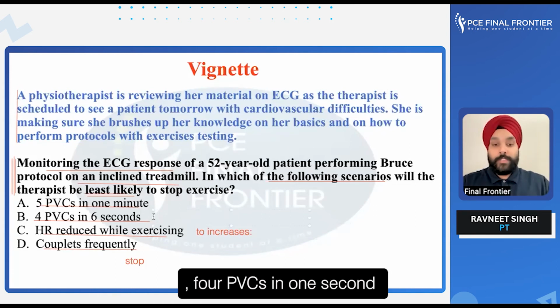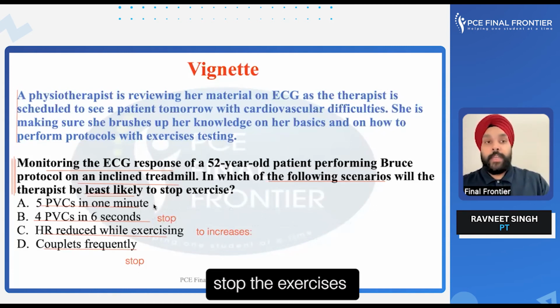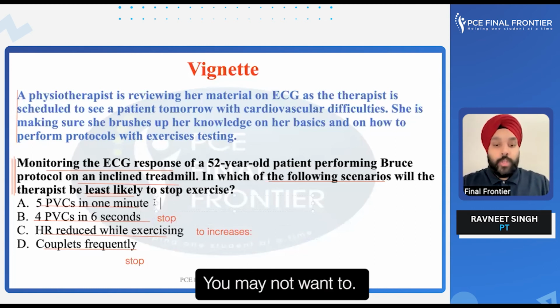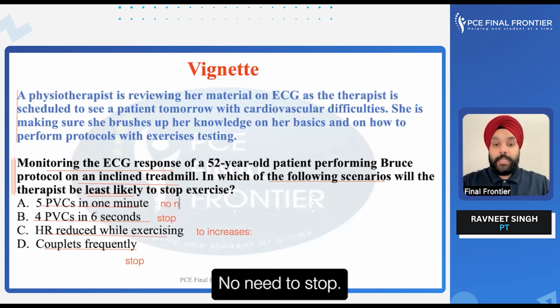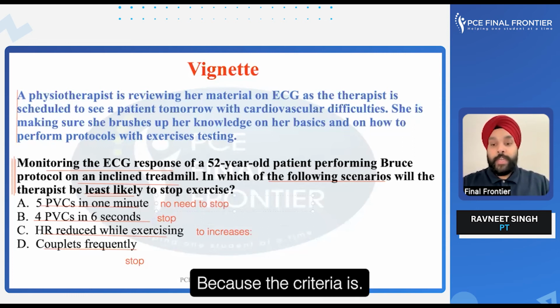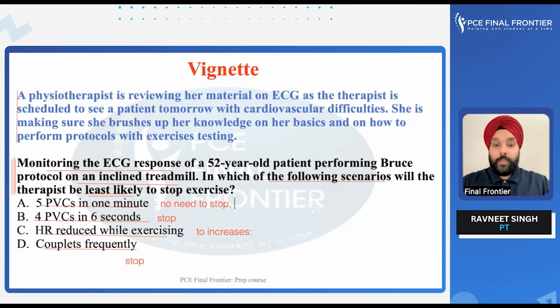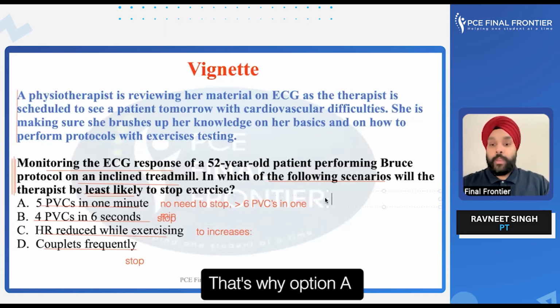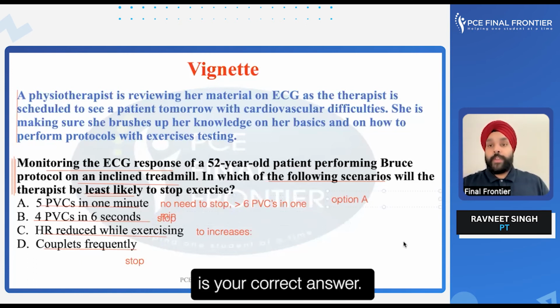4 PVCs in 1 second, stop the exercises. And 5 PVCs in 1 minute, you may not want to, no need to stop, because the criteria is more than 6 PVCs in 1 minute. That's why option A is your correct answer.